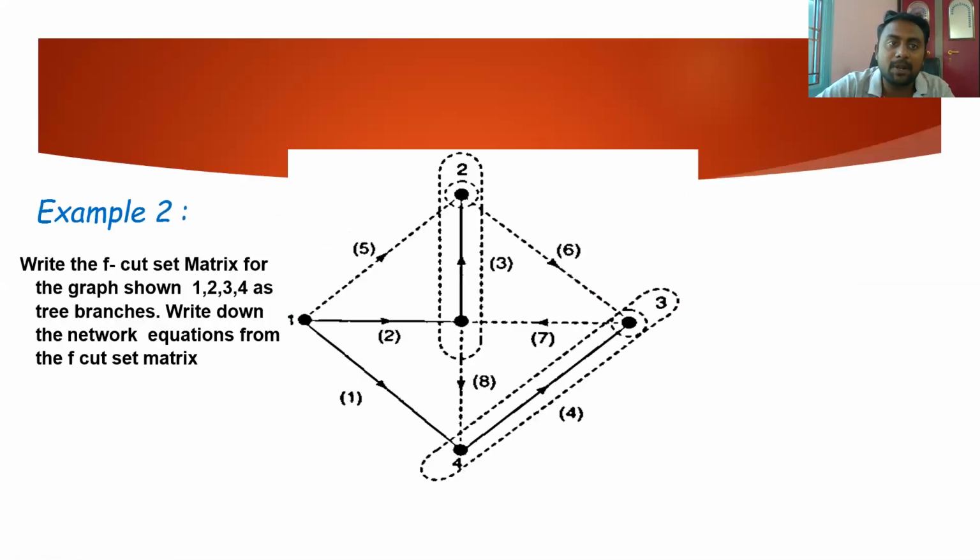Okay. Next problem. In this problem, we have a given graph. They gave the oriented tree also, and in this graph 1, 2, 3, and 4 are the twigs. We have to write the equations for the fundamental cut set matrix. So first we have to write the fundamental cut set matrix.